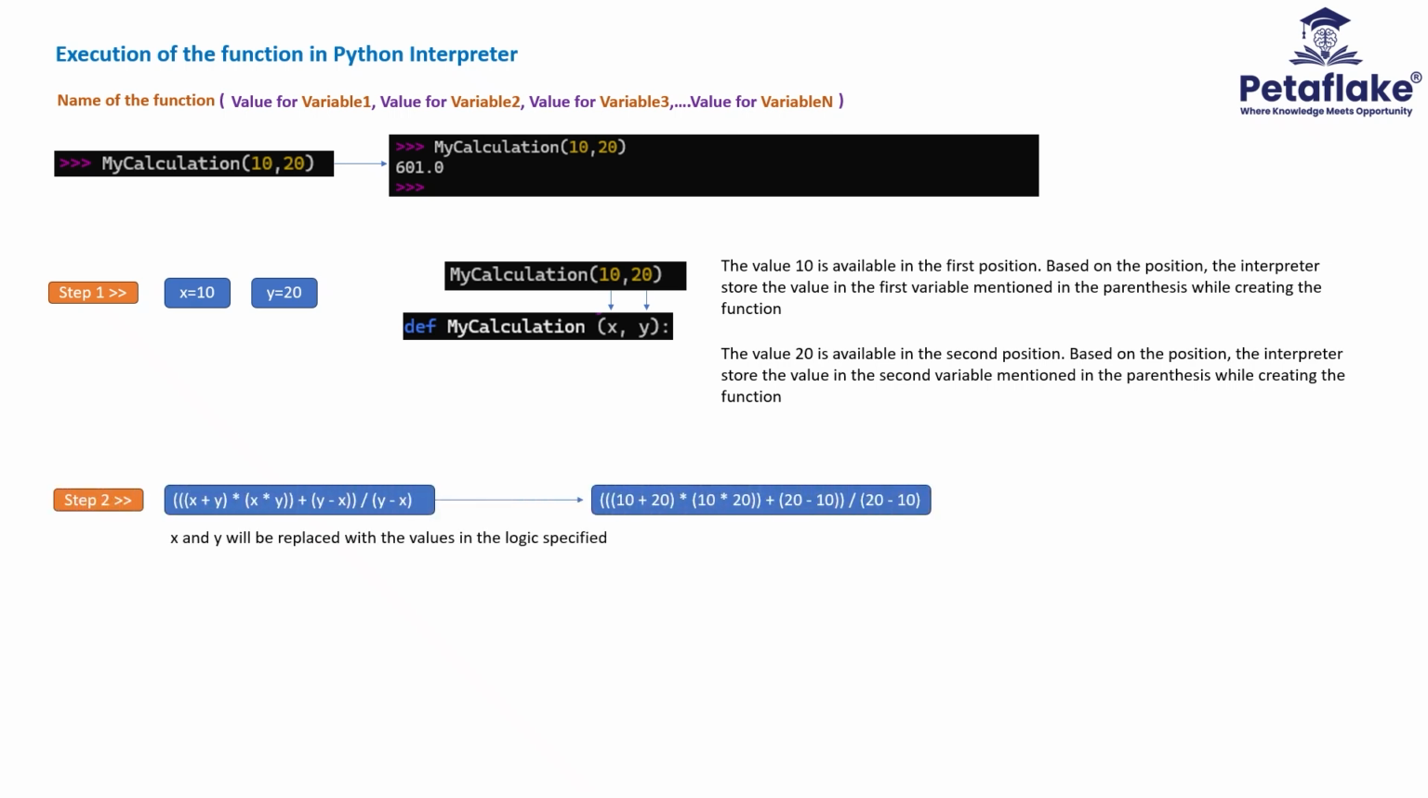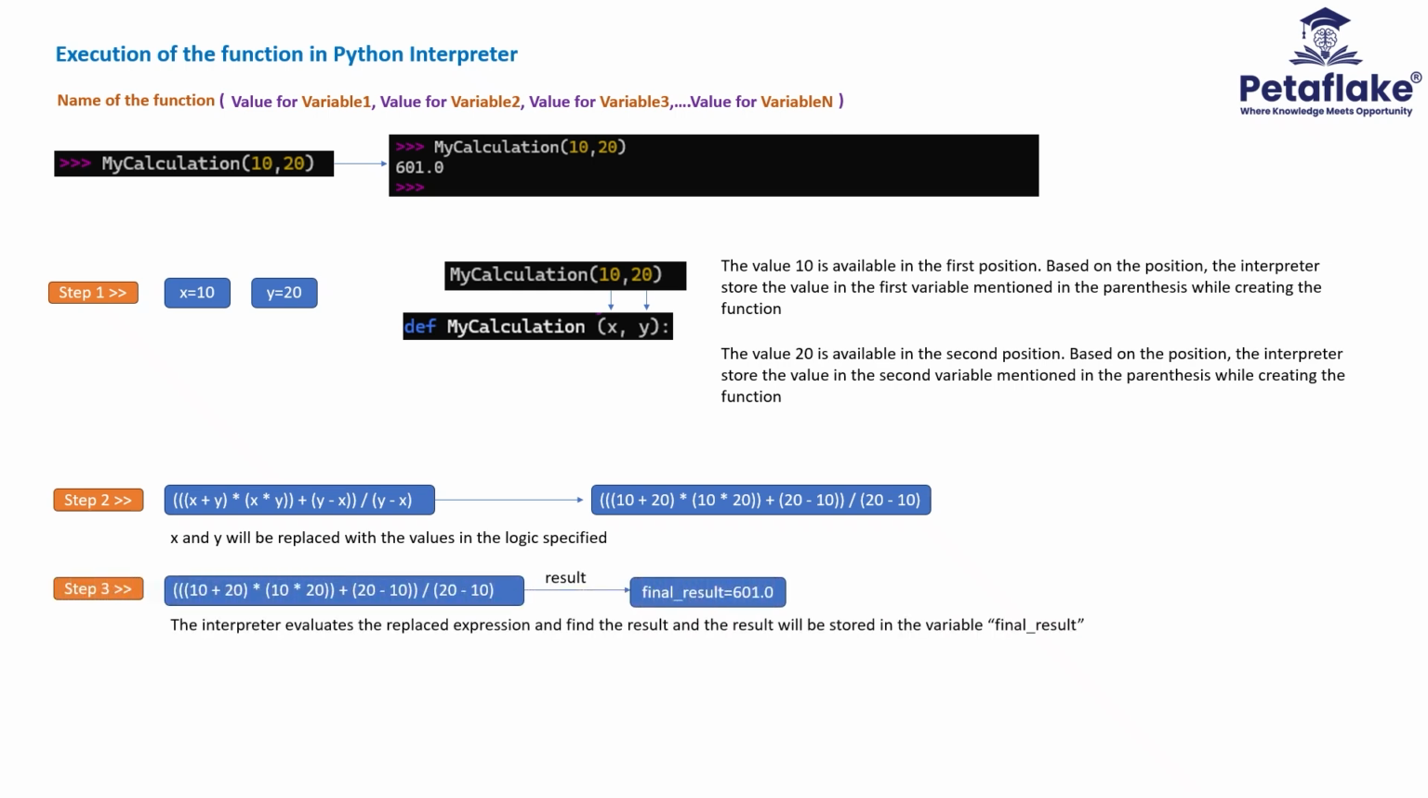In the second step, the interpreter replaces the value of x and y with the values 10 and 20 in the specified logic. In the third step, the final expression will be evaluated and the final result of the calculation is stored in the variable final_result. In the fourth step, the return keyword reads the value of the variable final_result and outputs the result from the function.